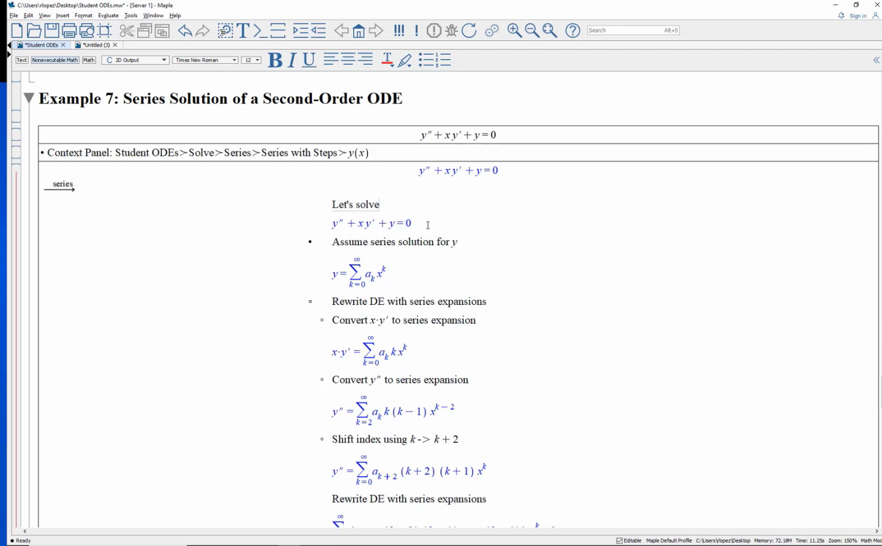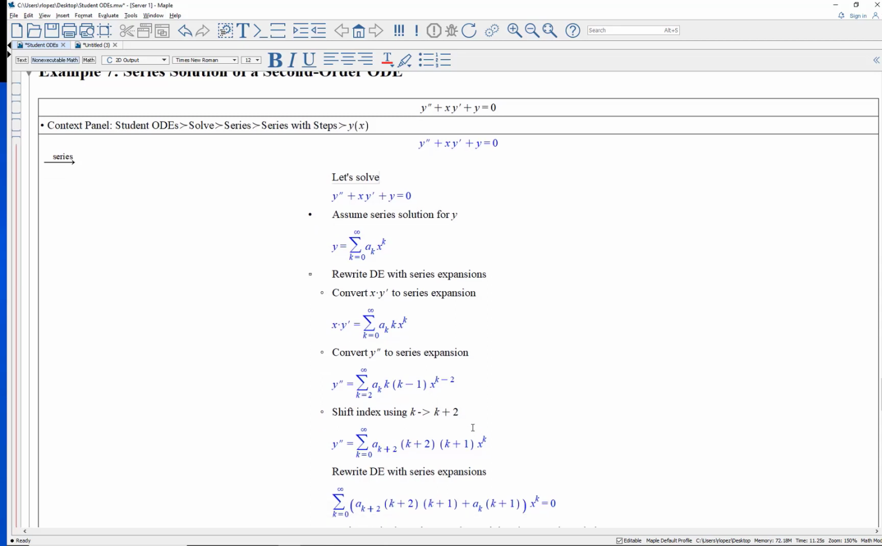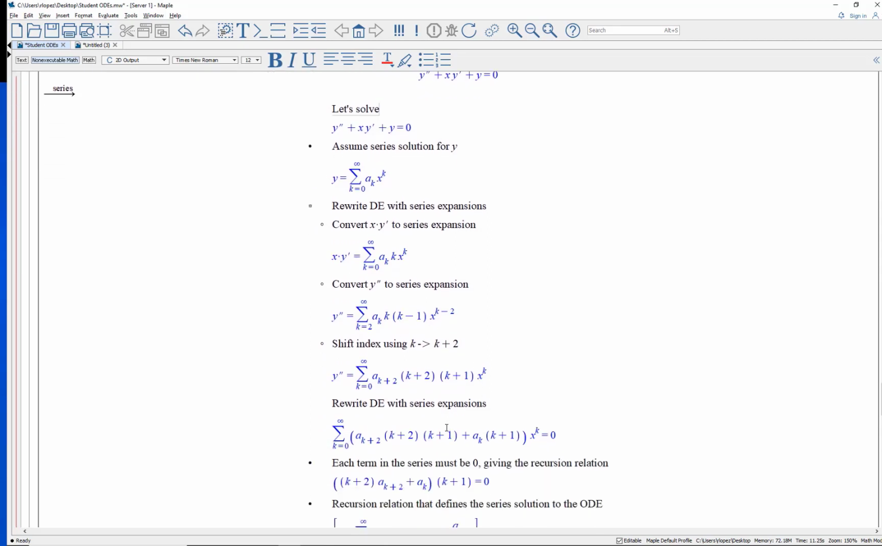So we're going to solve this equation. You assume a series of this form. You need to put that assumption into the differential equation. So Maple says, okay, let's worry about this term first. Then it worries about the derivative, a second derivative. Puts the pieces together.